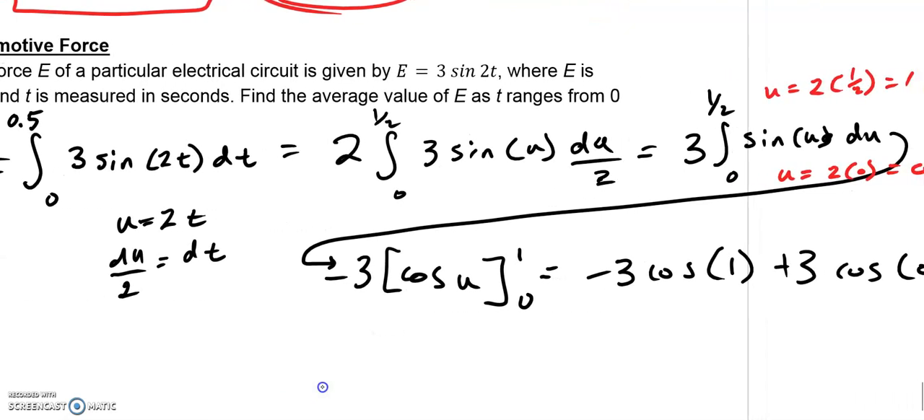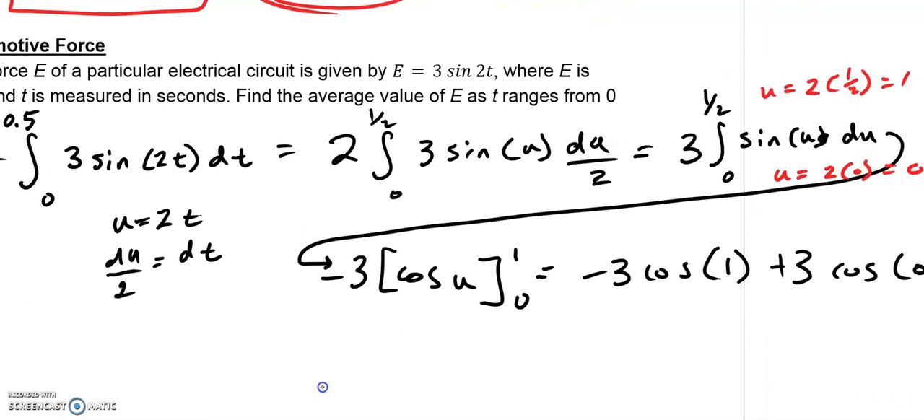Okay, so when we integrate, we're using u substitution. u is your 2t right here. And then when you make that substitution, dt ends up being du over 2. So you end up dividing by 2 on the outside, which essentially cancels with this 2 right there. And that's where you would just have the 3 out front.